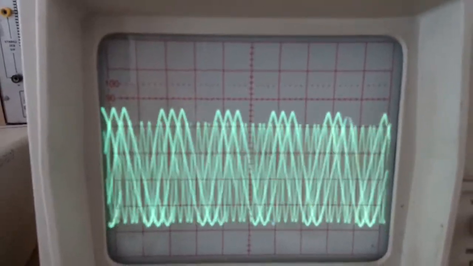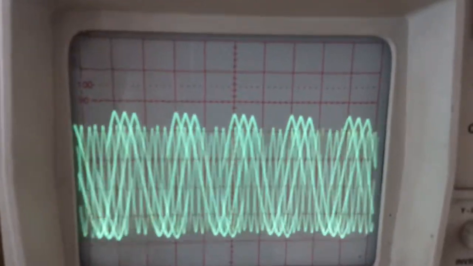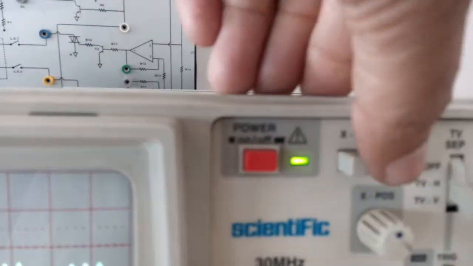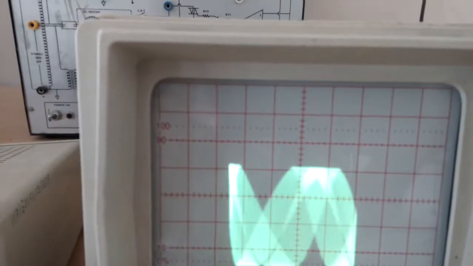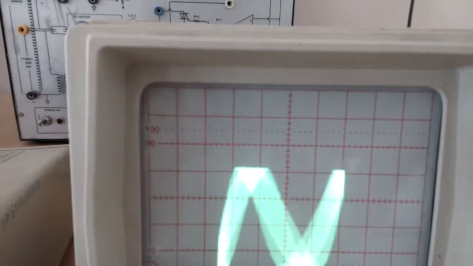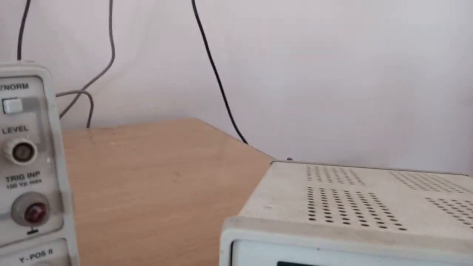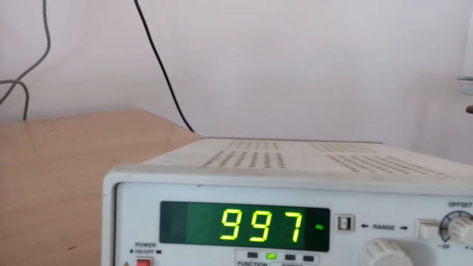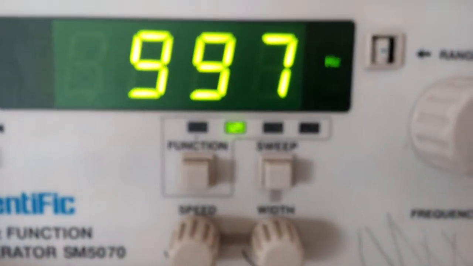Then when we are using the XY mode, this is the XY mode, then we obtain this pattern. So we will make it as a still pattern. First we will set this frequency, that is the standard frequency, at 1000 Hertz. Using signal generator we can give here different waveforms. Here we have given the sine wave.